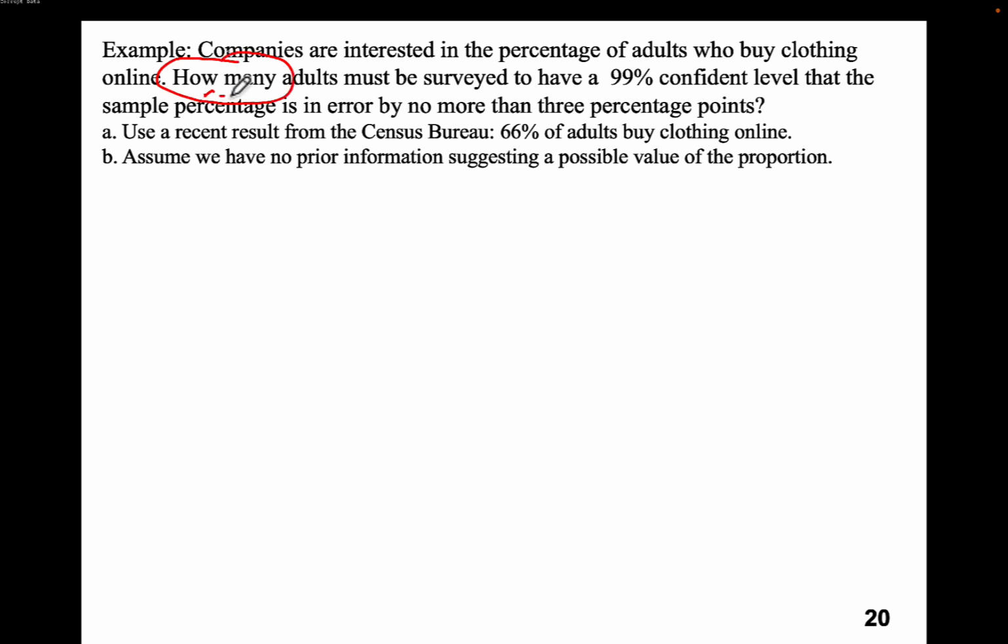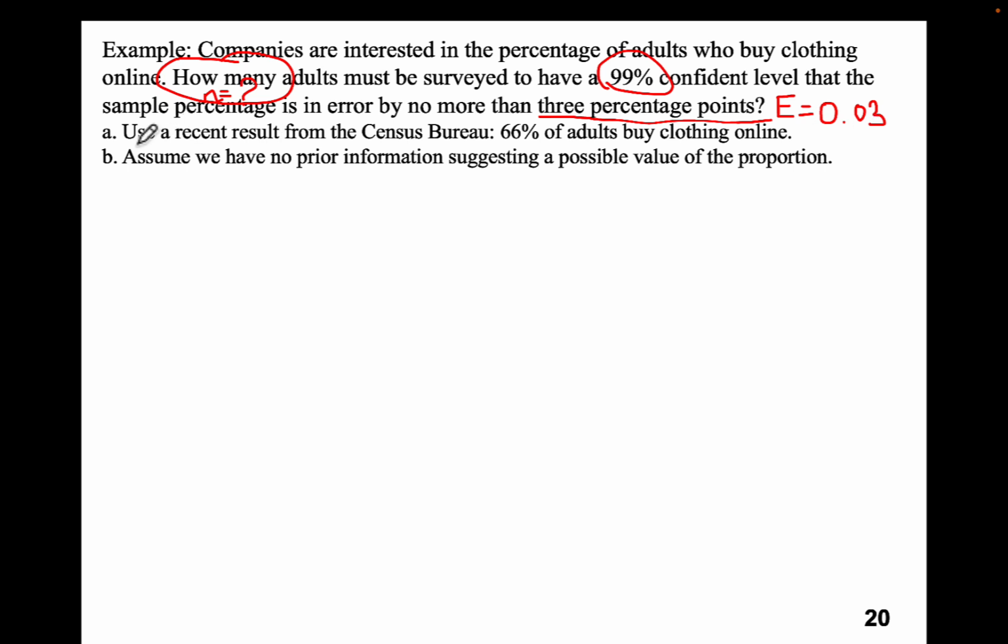Lowercase n equals question mark. We need to know how many adults need to be surveyed, and we're told we want to be 99% confident, and our margin of error, so it says it in this type of wording, percentage is in error by no more than 3 percentage points. So the margin of error is told to us 3%, but we know we don't put percentages into our formulas. We put their corresponding decimals.